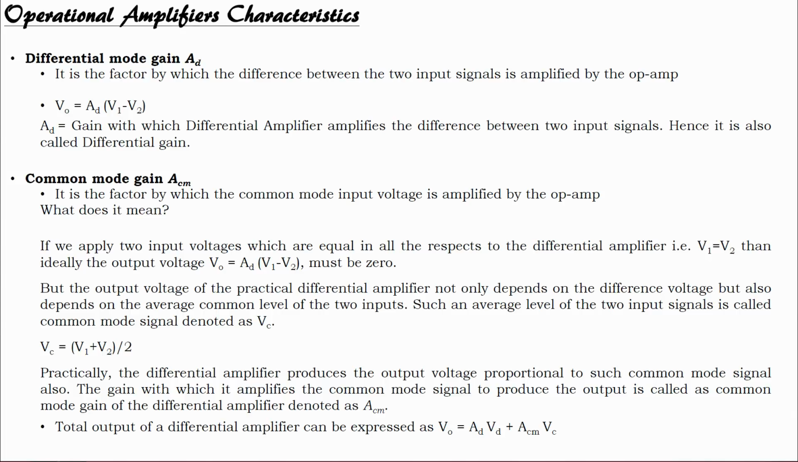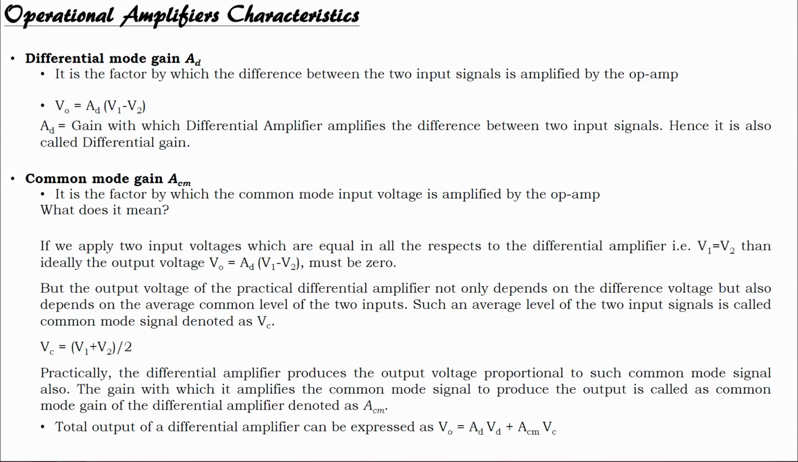So, what exactly does common mode gain mean? If we apply two input voltages which are equal in all respects to a differential amplifier, let us say the voltage at the inverting terminal is V1 and the voltage at the non-inverting terminal of the op amp is V2, and V1 equals V2, then ideally what should be the output? Output voltage VO equals differential gain times V1 minus V2, and V1 is equal to V2, so the output voltage should be 0.